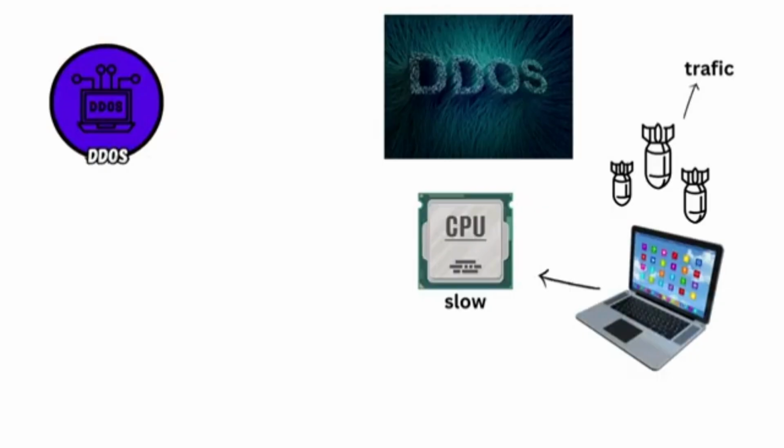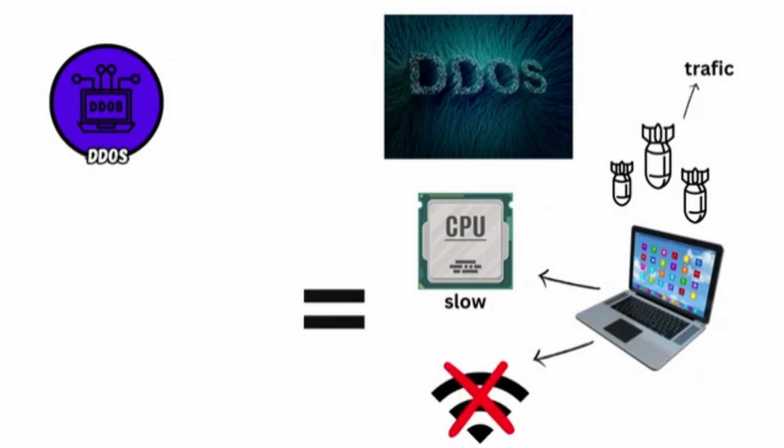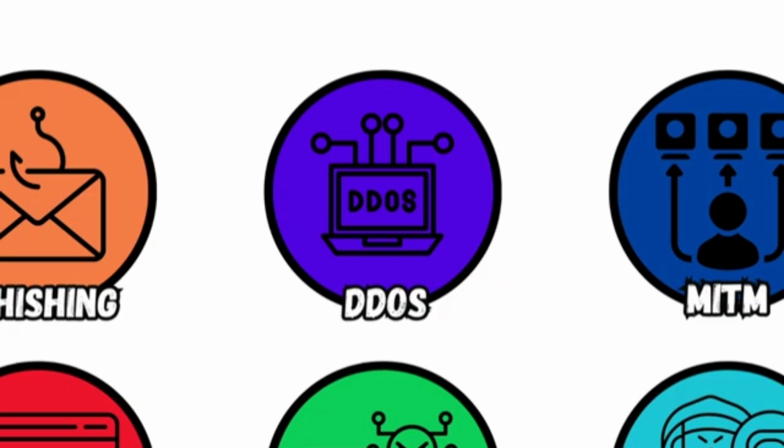And the next attack is DDoS, which is nothing but distributed denial of service. A DDoS attack floods a website or server with millions of fake requests, making it unavailable for real users. For example, attackers will use thousands of infected computers to crash an online shopping website. So that is a DDoS attack.